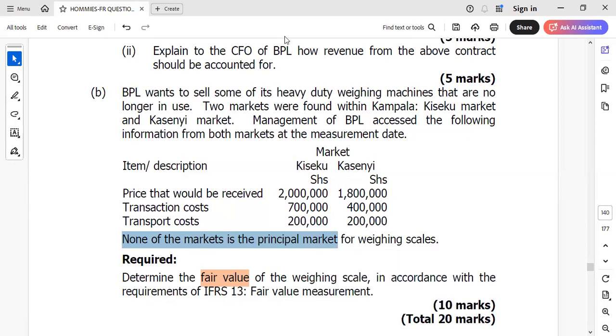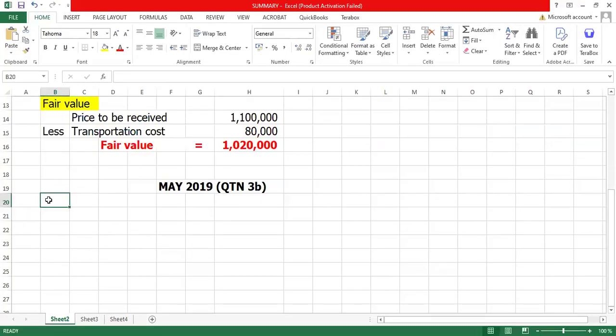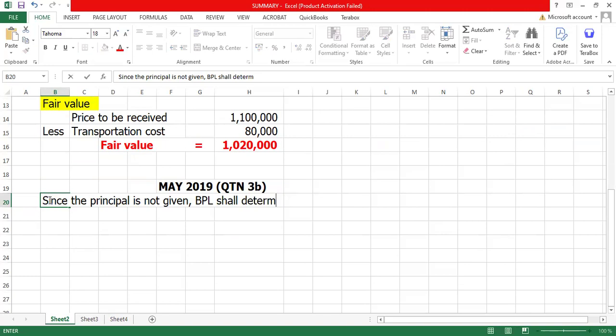So how do you get the most advantageous market? Here you will say, since the principal market is not given, this company called BPL must determine the most advantageous market.